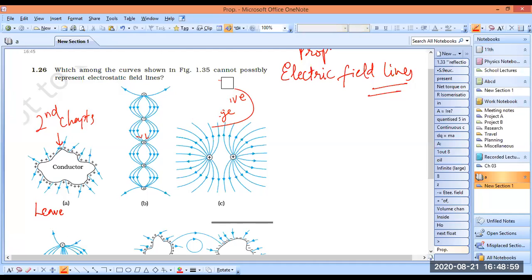Okay, so now we go to C. This is what we are talking about now. Come on. Is C okay, or do you see something wrong with C?